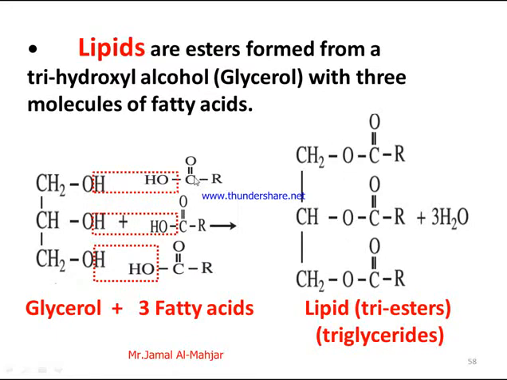From the fatty acid, we have to join C double bond OR. We have 3 of them: C double bond OR, C double bond OR, and C double bond OR. Now this group C double bond OO, we call it ester group. How many ester groups? We have 3 groups here. You can write it COO, by the way.